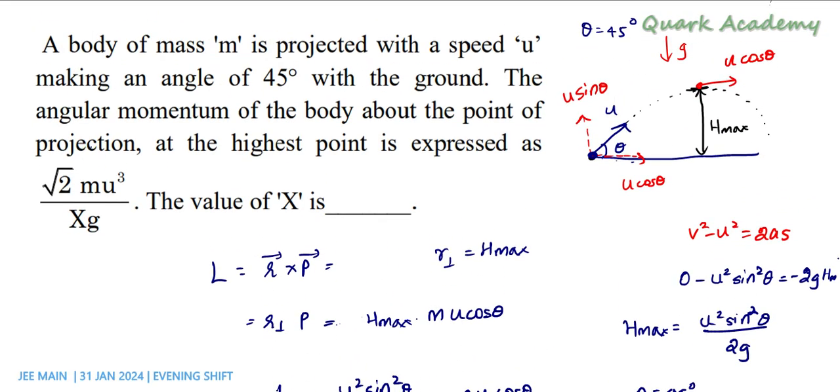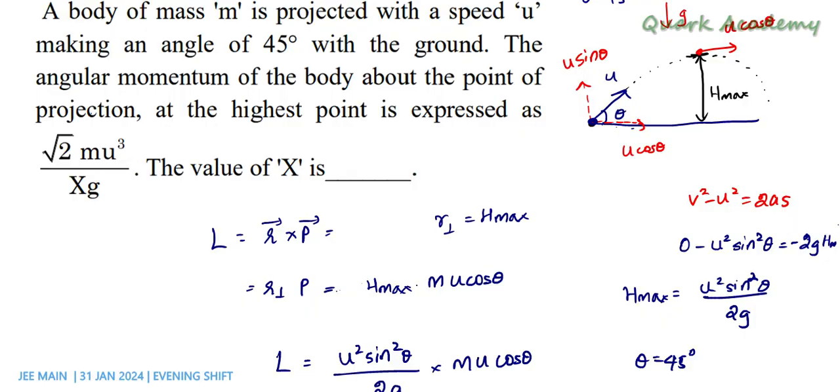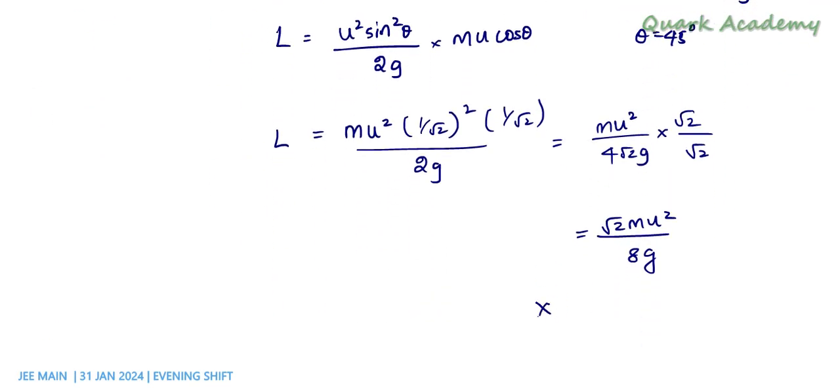Root 2 is there on the bottom. So what I can do is multiply and divide by root 2. So this becomes root 2 m u cubed by 8g. So if we compare with the question, it is written root 2 m u cubed by xg. What will x be then? It is going to be 8.